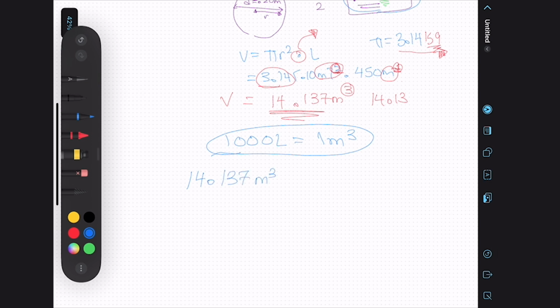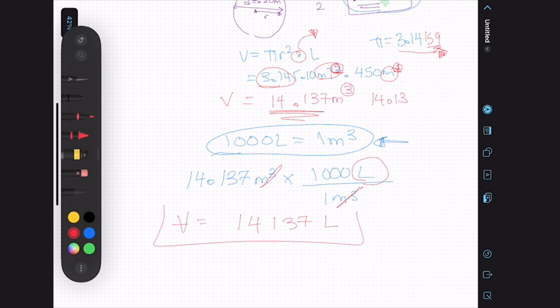So our answer is 14.137 meters cubed. We're going to use this as our dimensional analysis. I'm going to put the meter cubed at the bottom, and I'm going to put the 1,000 liters at the top. How do I know that this goes at the bottom? Well, when I put it at the bottom, it lets us cancel this unit out, and it leaves us with liters, and that's what we're looking for. So we end up getting liters as our final answer.